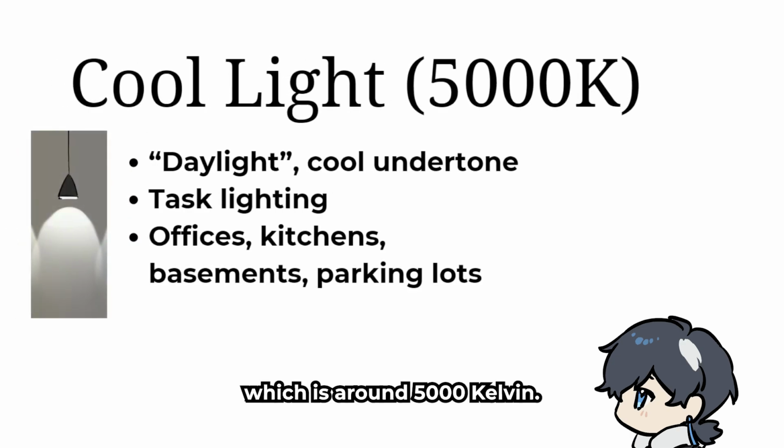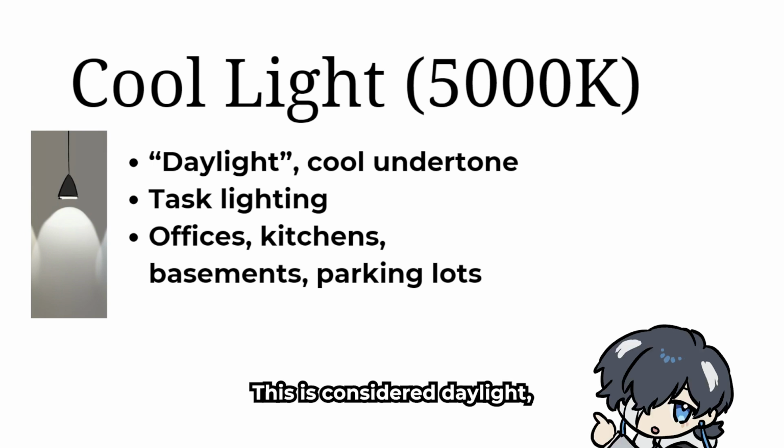Next is cool light, which is around 5000 Kelvin. This is considered daylight, but it has a cool undertone and is used mostly for task lighting, which are places where you want to get things done. This is common in offices, kitchens, basements, or parking lots.